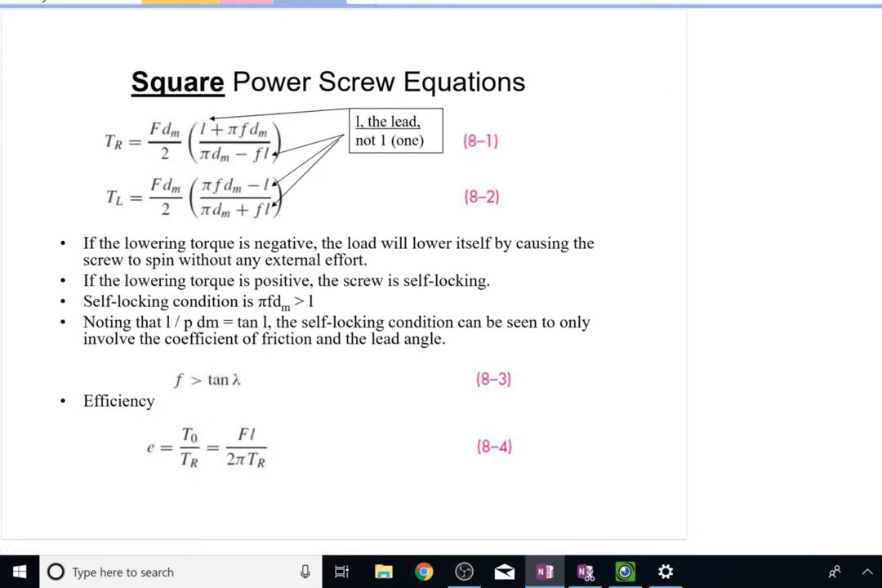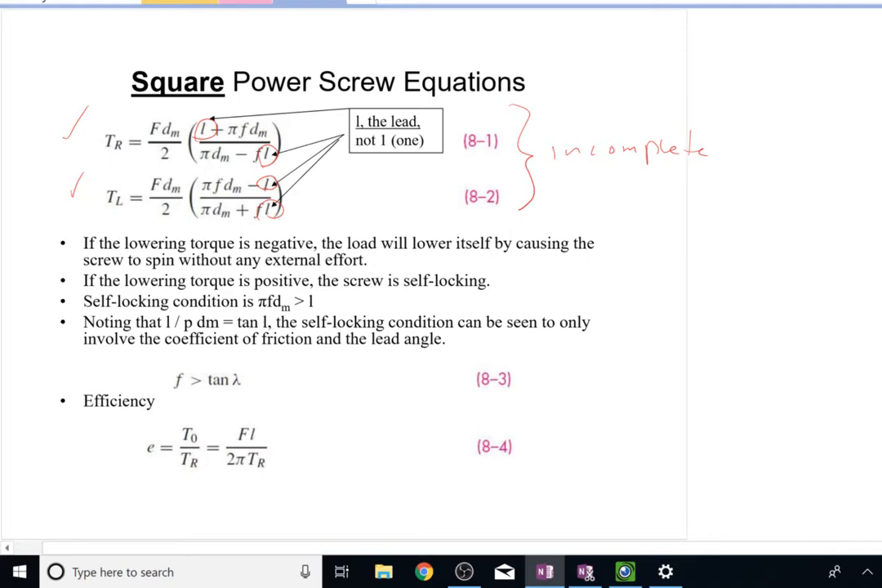So, power screw equations: torque to raise, torque to lower. A couple things. These equations, again, are incomplete, which is annoying. And L, this right here, is not a 1. This is a common mistake I get on quizzes, exams, whatever. This is an L, not a 1. And L stands for the lead.